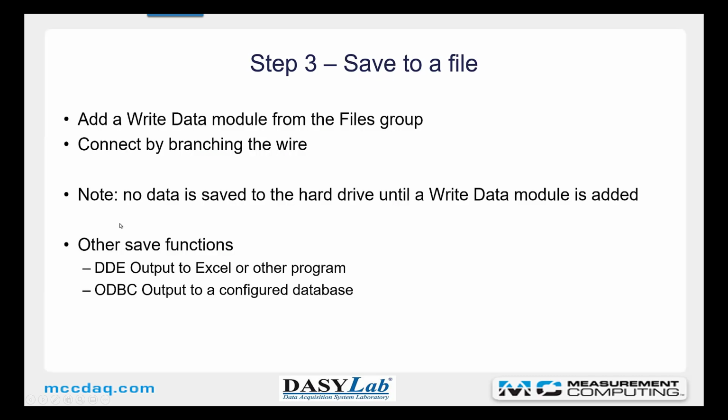Now we'll add a Write Data module from the Files group. You'll connect it by branching the wire. I want to note that no data is saved to the hard drive until a Write Data module is added. There are other save functions, including the DDE output to Excel or another program, and the ODBC database output to a configured database. You can select the one that works for your application.